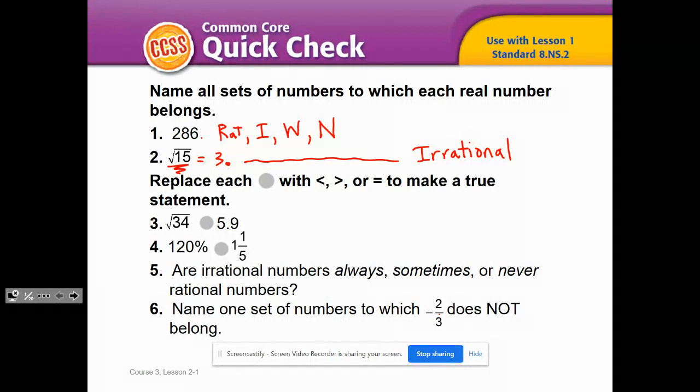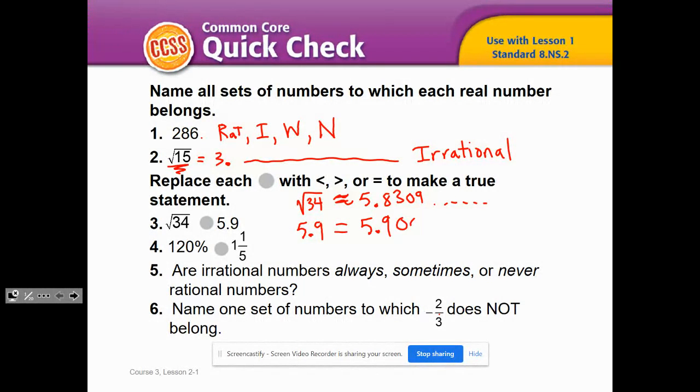Okay, now we've got to find out which of these is greater. What we do is line them up vertically, and then we find what they're equal to. The square root of 34 is approximately 5.8309 and so on, and this is 5.9. We can add some zeros in here just to make it look nice, but they're the same. Now we work left to right and compare. Aha, we only had to go one extra decimal place to find out that 5.9 is greater.